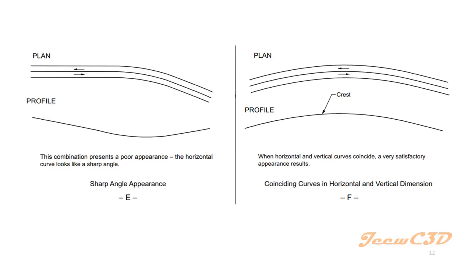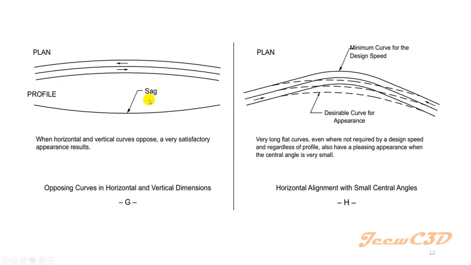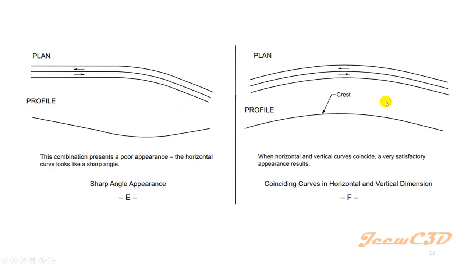Then also we have another scenario where you have a shorter sag curve, a smaller sag curve with a sharp horizontal curve. So this arrangement makes this horizontal curve sharper. So instead you can have a long crest curve. Also you can have a long sag curve as well. Both of these are okay, without this one. It has a sharper curve and a shorter sag curve. The length of the curve is very low.